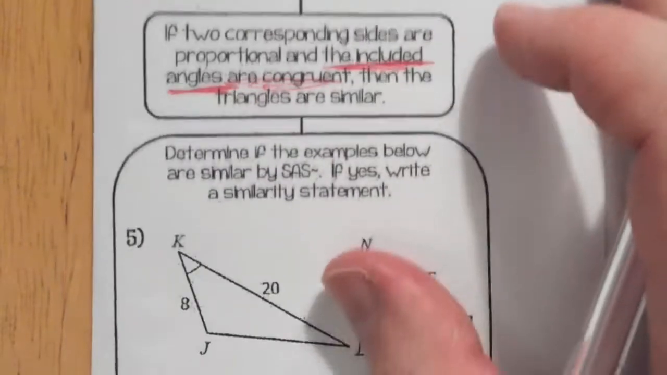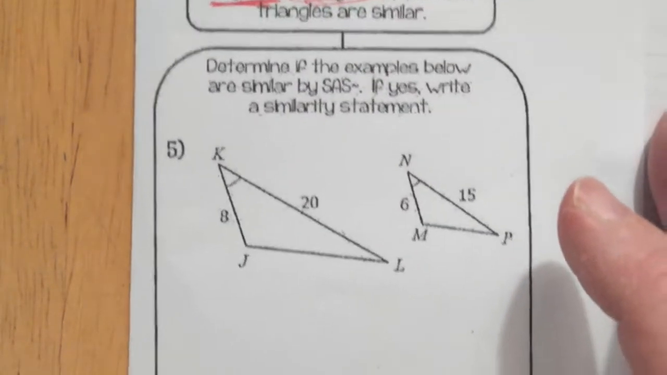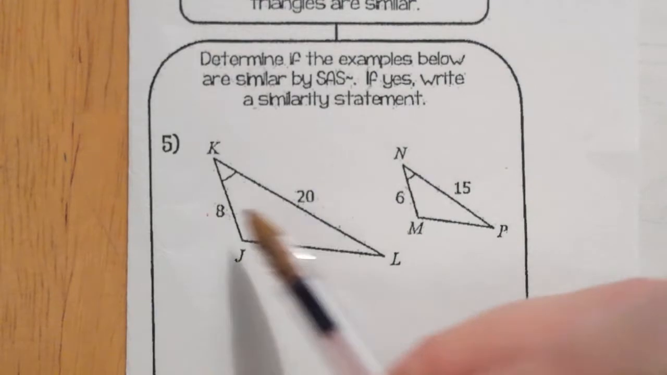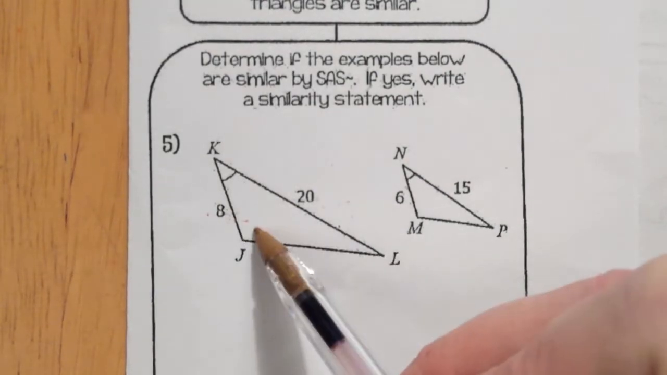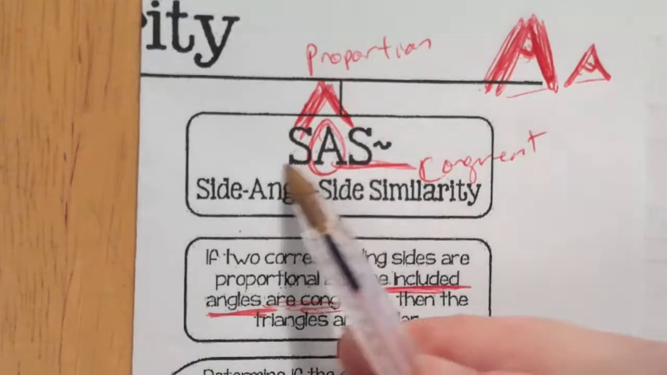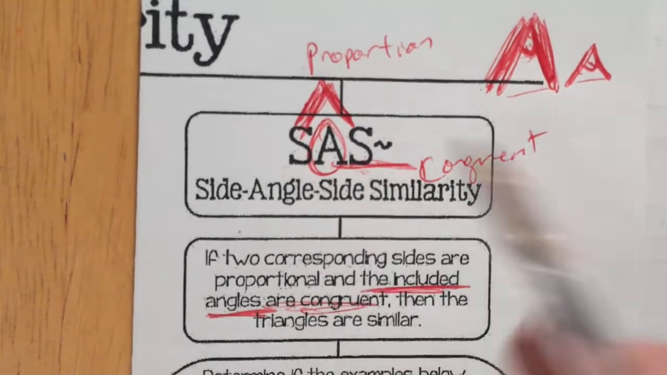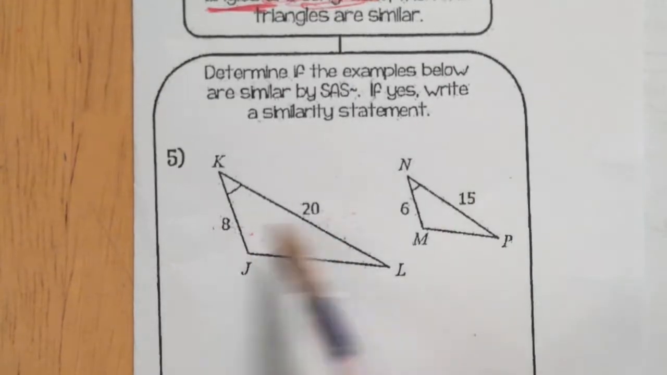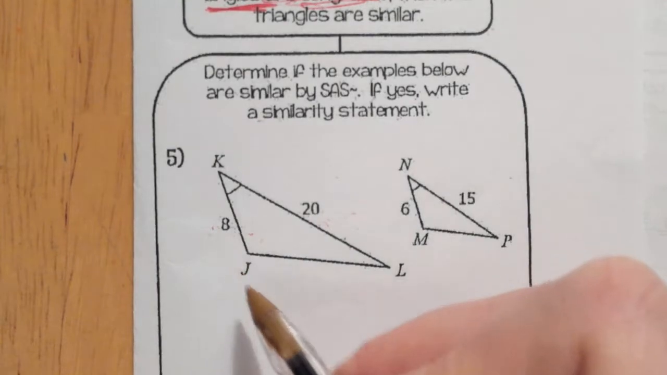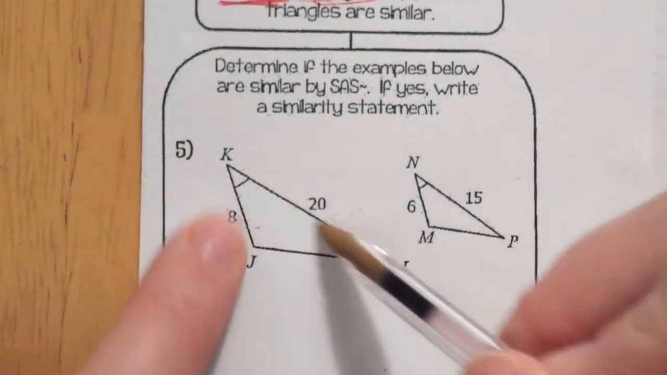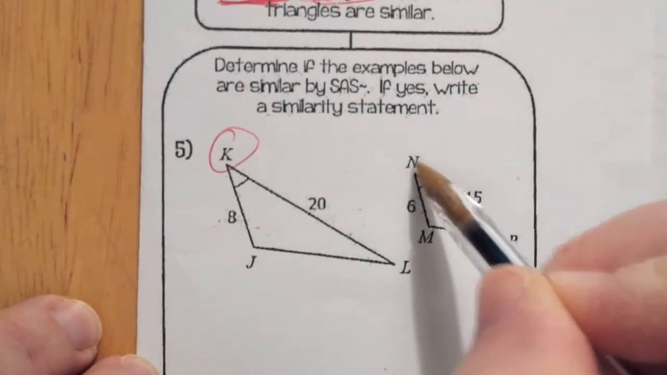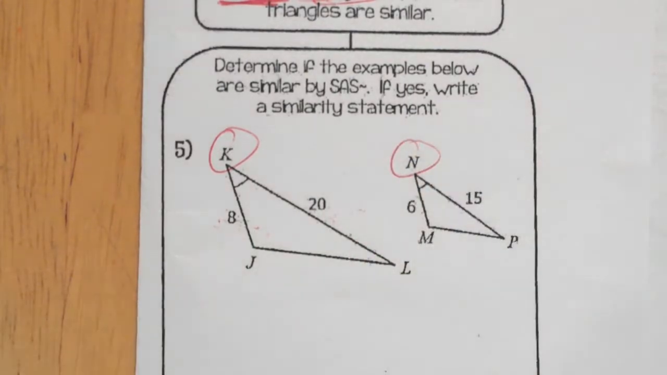All right, so here we go. So on this one, they only gave us two sides, right? So we're probably going to be using the one with two sides, SAS. So they gave us two sides and one angle. So where those two met, does it equal that? Yes, it does.